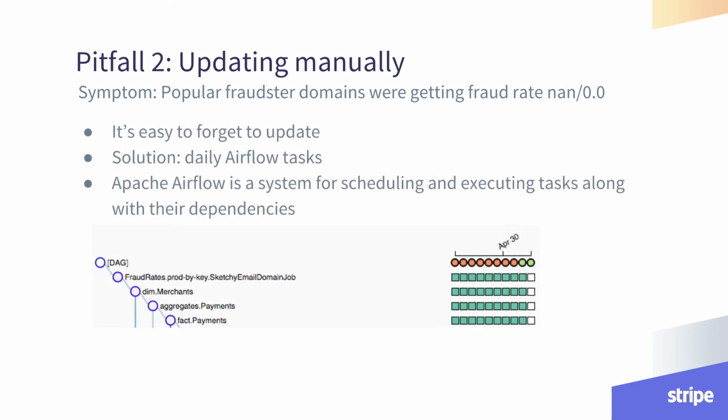And so we did the natural thing and built a daily job that will update the email domain fraud rates. We use a system called Airflow at Stripe, which isn't perfect, but works pretty well. It can run every night, and it also handles dependencies well. So our email table depends on our merchant table, which depends on a few other tables, and Airflow will manage the dependencies, compute them in order, and then give us a nice dashboard for how our tasks are doing.